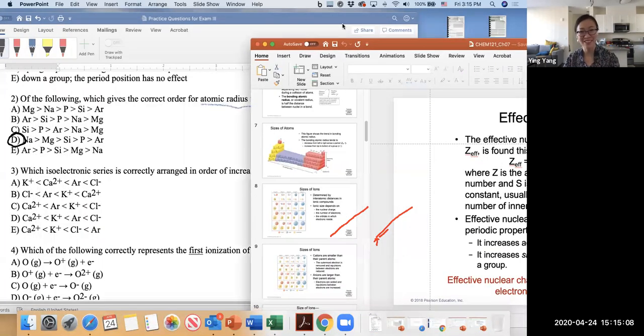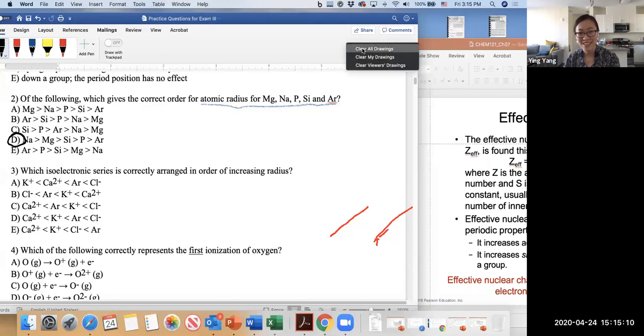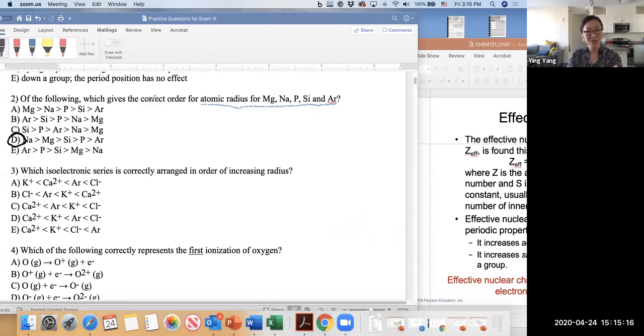Okay, now let's go back to this question. We're distracted too much. Let me tell you this. When you are asked to determine the correct order of the atomic radius, for isoelectronic series, just look at which one has the highest number of protons in its nucleus, and that one would be the smallest, and vice versa, right?